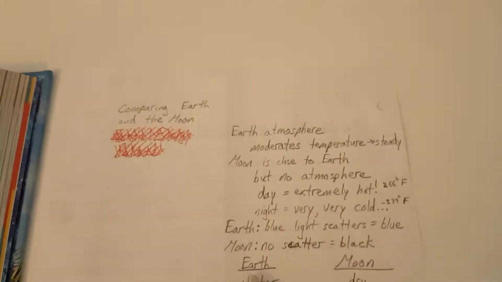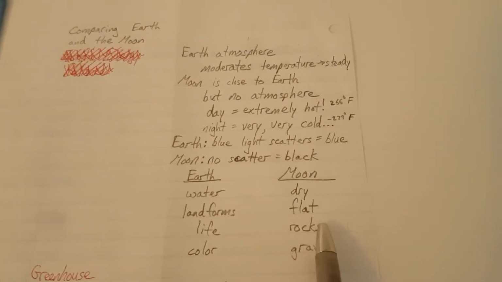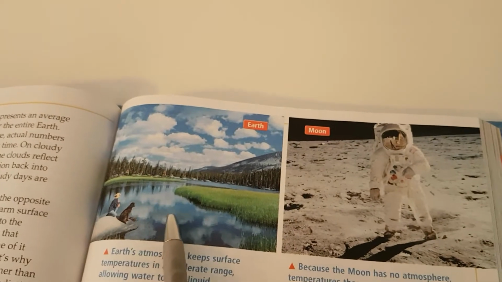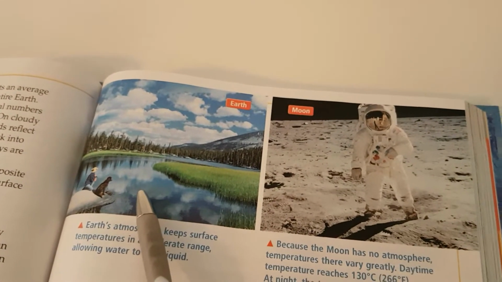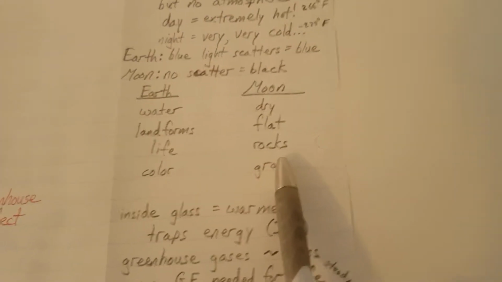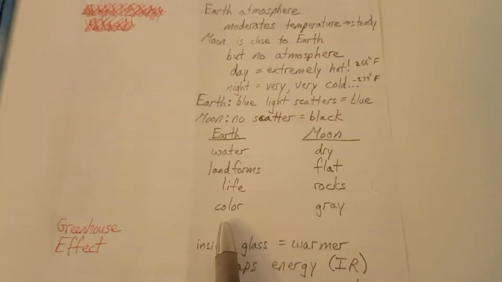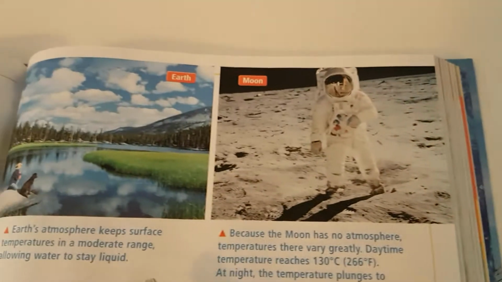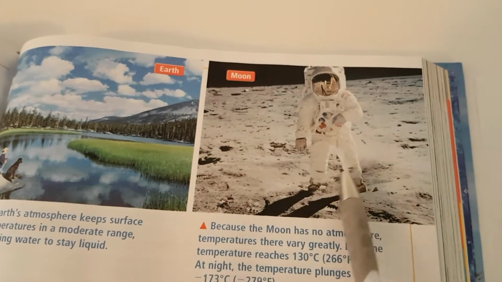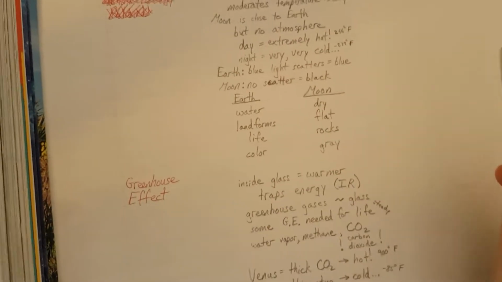Okay, so I made a little chart. Earth on the left and Moon on the right. Earth has water, but the Moon is dry. Earth has landforms, but the Moon seems flat. You have rivers, you have mountains, hills. Here, it just looks flat. The Earth has life, but the Moon is just rocky. Life, just rocks. The Earth has a lot of color, but the Moon is just gray. Color, gray. All right, if you notice any others, put them in the columns that they belong in.